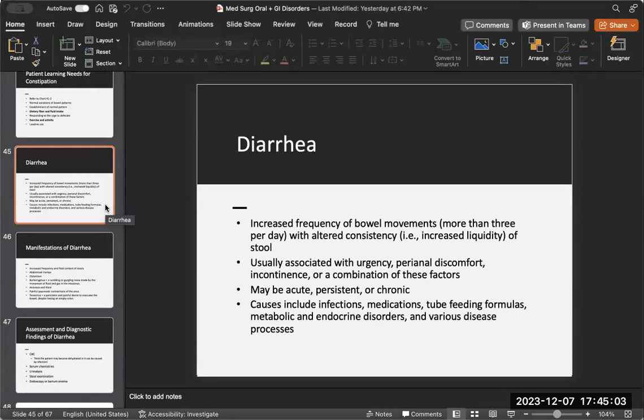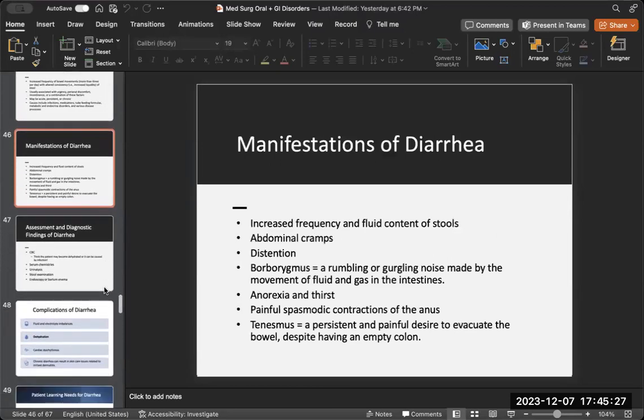What are some causes of diarrhea? Well, I know if you have the norovirus or a GI bug, you can get diarrhea. Medications can cause diarrhea. Tube feedings, especially when you first start those enteral feedings, they can have diarrhea because it's new. Metabolic or endocrine disorders and other things, okay? So it can be caused by a lot of things, but one of the most common is infection.